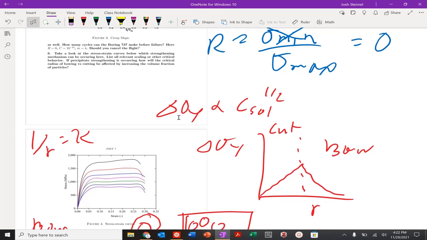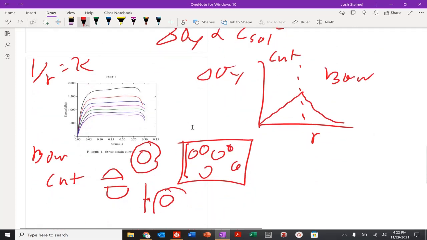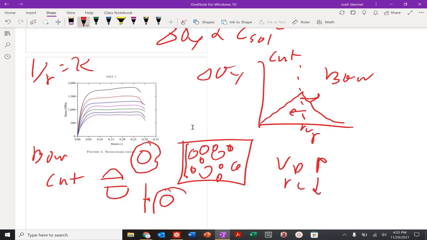If precipitate strengthening is occurring, how will the critical radius be affected by increasing the volume fraction of particles? So if I increase the volume fraction of my particles, and if I cut, I'm creating more surface area. So if I increase that, this critical radius, this R sub c, is going to decrease, shift to the left. If I decrease that volume fraction of particles, VP increases, RC decreases. VP decreases, RC increases.